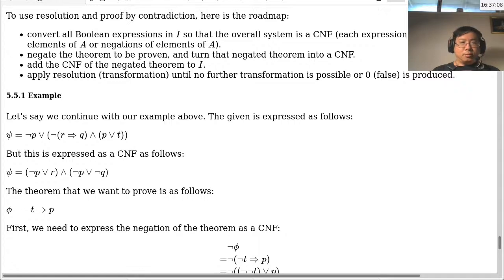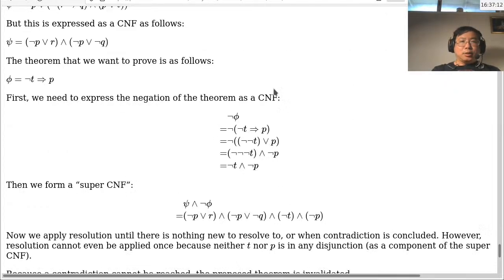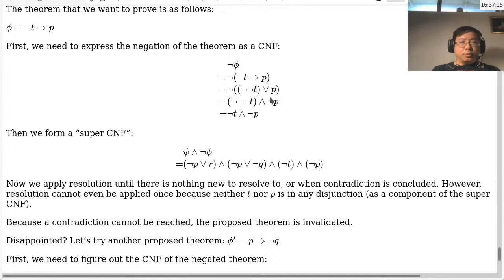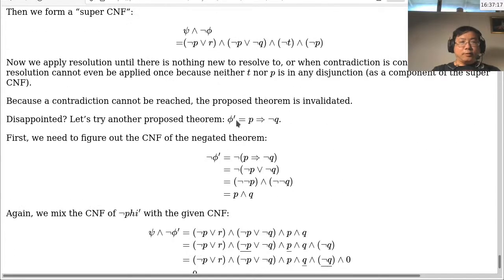All right, so looks like there are no questions. So now we're going to move on to the next example. In the next example, we have a phi prime, which is another proposed theorem. And we want to know whether phi prime is a theorem or not. In other words, we want to find out if it is implied by what is known to be true, and we're using the same psi in this case.